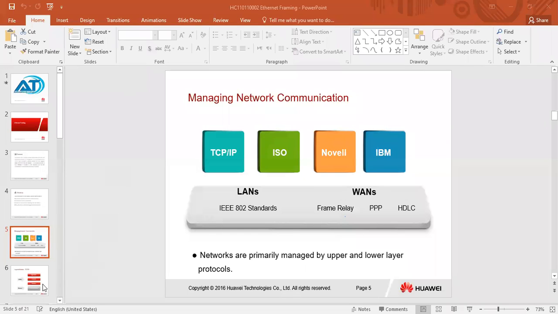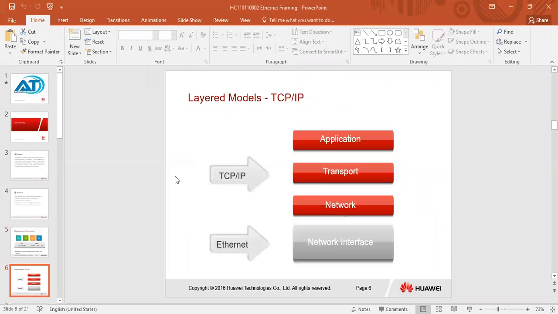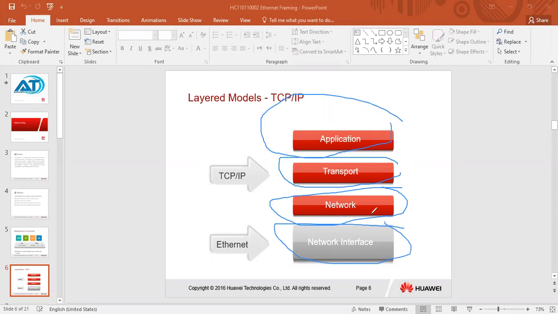First we will study the TCP/IP model. It is the first model, which was first used in the first network, ARPANET, in the 1950s. This model consists of four layers. The first layer is called the application layer, the second is the transport layer, the third is the network layer, and the fourth is the network interface layer. These layers have different functionalities.